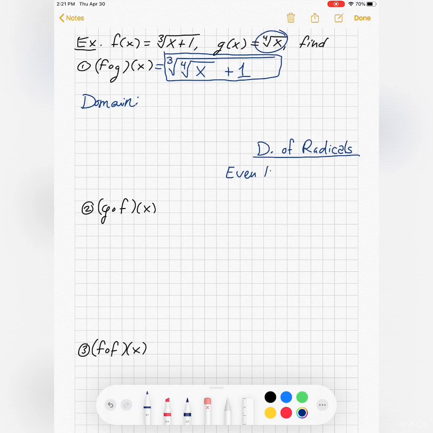So what if I have a root with an even index? The first one of those would be square root, then there's 4th root. I could have any even index, the 18th root. So in that case, if I have an even index root, whatever it is that's underneath that root cannot be negative. It has to be greater than or equal to 0.